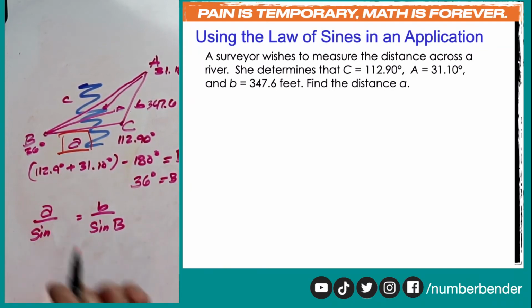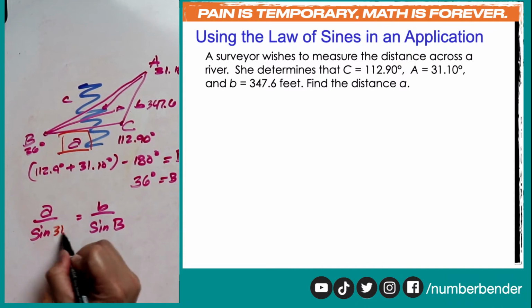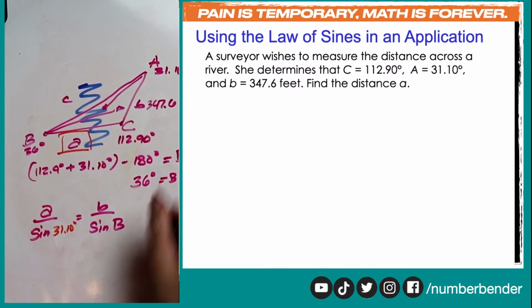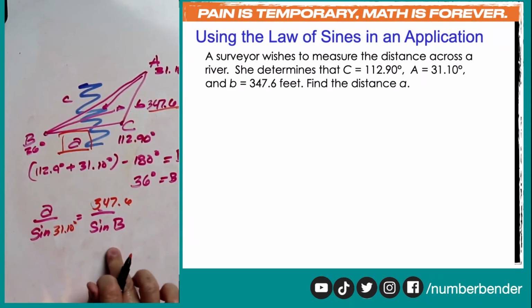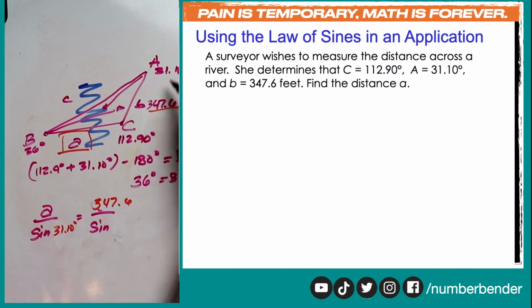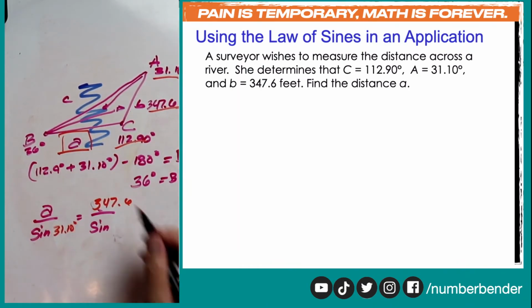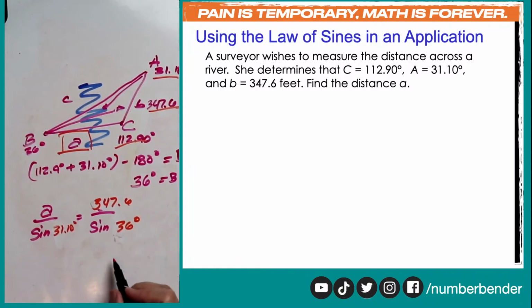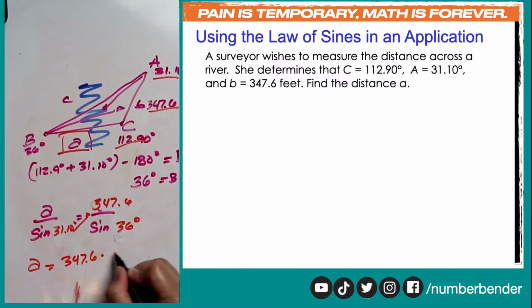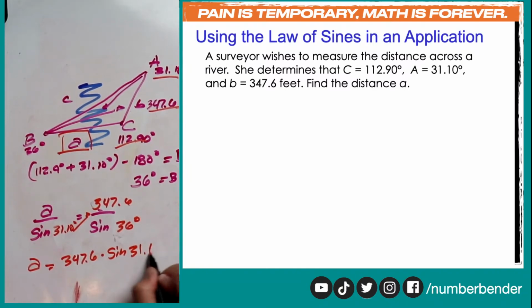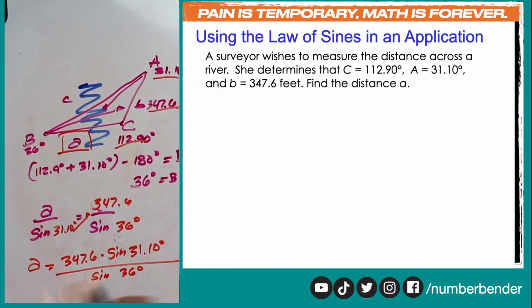Angle A is given, which is 31.10 degrees. Side b is also given, 347.6, and angle B, which we have found because two angles are given, is 36 degrees. And by cross multiplication, we have a equal to 347.6 multiplied by sine 31.10 all over sine 36 degrees, and we'll be able to find the value of a.